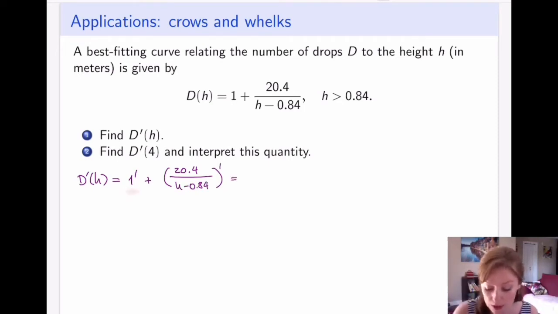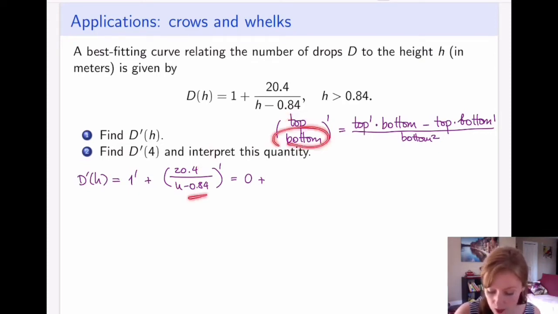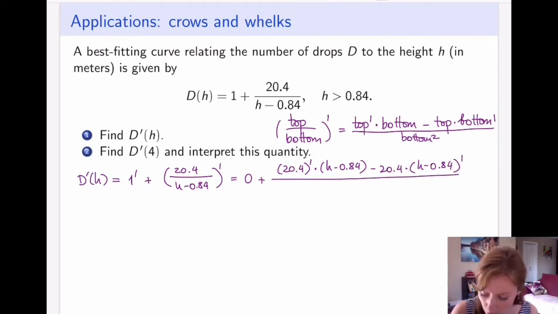Then in the next step, I'm actually going to proceed to take the derivatives. The derivative of 1 is 0 because it's a constant. For the second portion, I'm going to apply the quotient rule, which of course is given by this formula from the previous slide. My top is 20.4, my bottom is h minus 0.84. So I'm going to go through the quotient rule carefully. First it's the derivative of the top, and I'm not going to take derivatives yet. I'm just going to write it out because it's the first time I'm doing the quotient rule. The more you practice with it, the more steps you're going to be able to skip. So minus the top times the derivative of the bottom, all over the bottom squared.